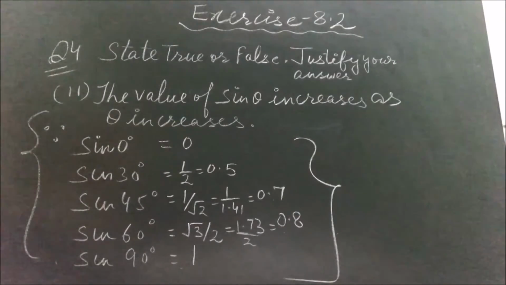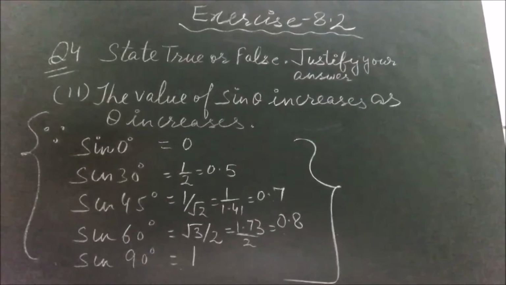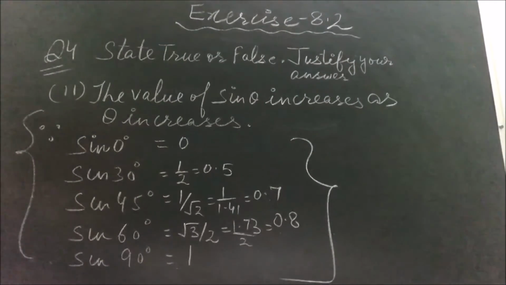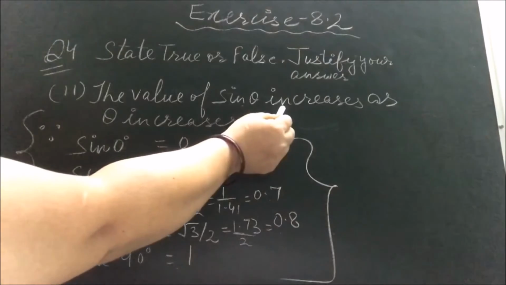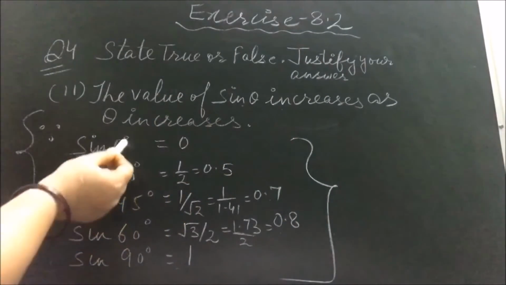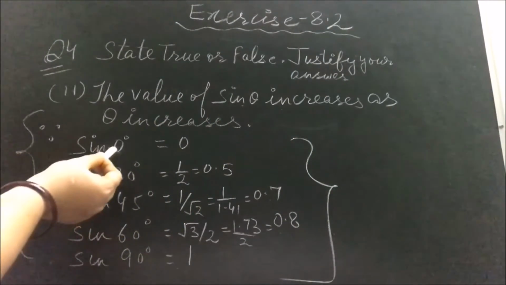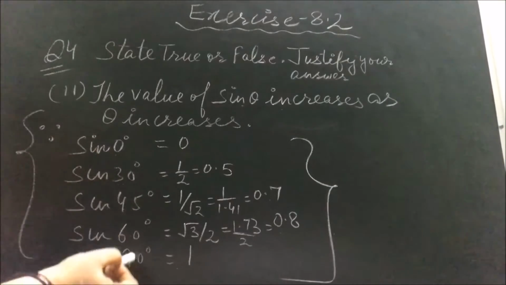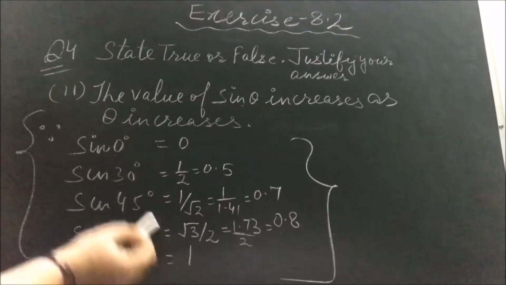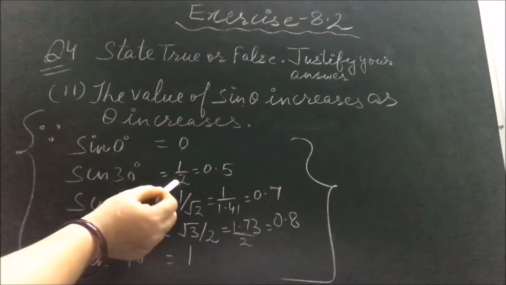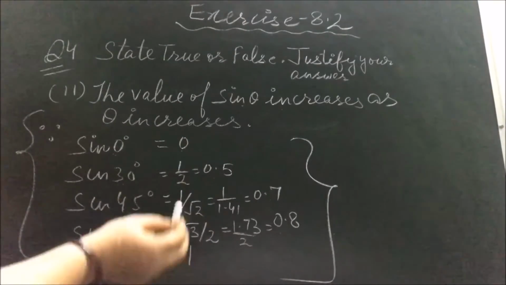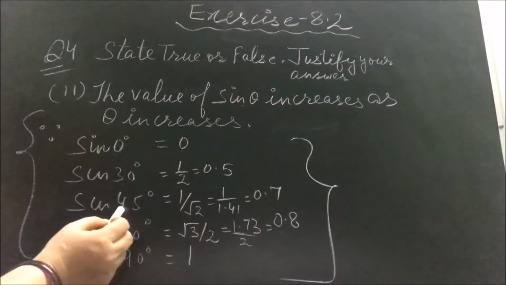Question number 4, second part, exercise 8.2. See, the value of sine theta increases as theta increases. So we note down all these values. Theta 0, 30, 45, 60, 90. We know their values. When the angle is 0, it is 0. When the angle is 30 degree, it is 1 by 2, exactly 0.5.